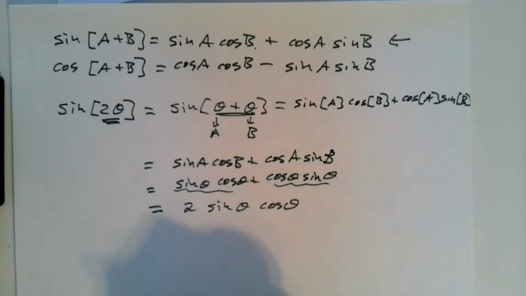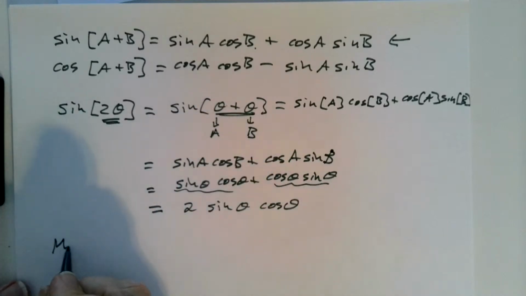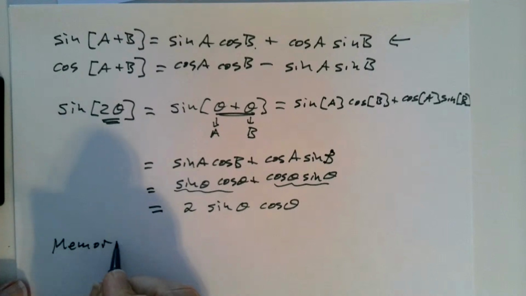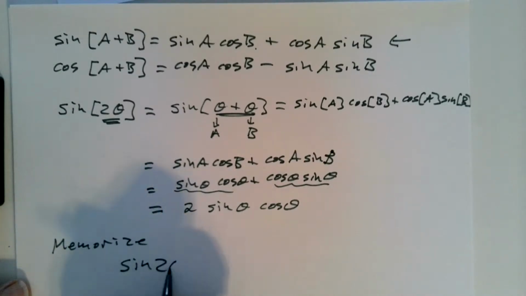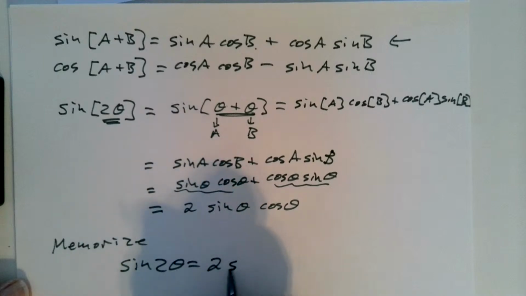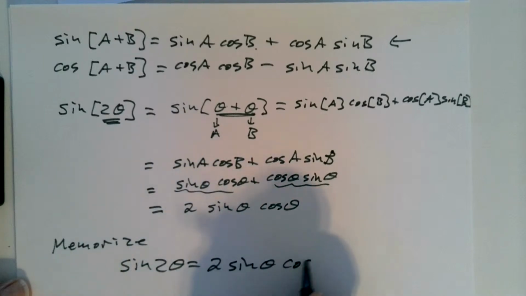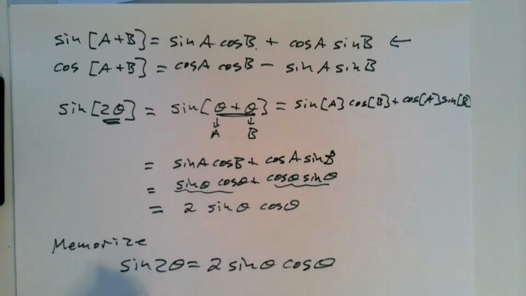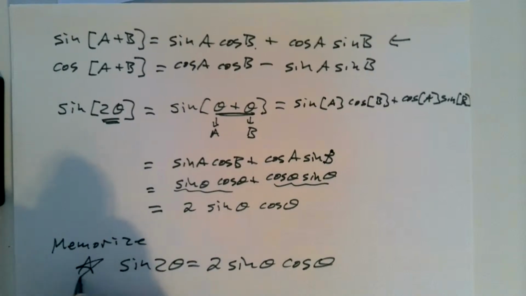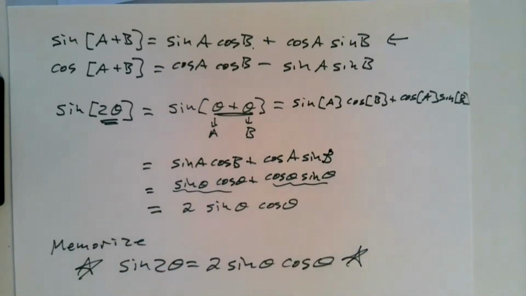I'm not going to ask you to memorize much, but memorize this for calculus. The double angle identity: sine of 2 theta is 2 sine theta cos theta. So write that down in big letters, put stars around it. You're going to need that in calculus class. That's an important one to have.